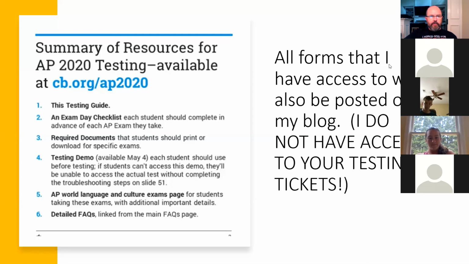available for testing. So this testing guide is available. You're going to get an exam day checklist, which was also emailed out to you. I will try to get that posted on my blog for you. Required documents, any specific information that you need for the exam, which includes the AP Physics 1 formula sheet. You need to have that. It's the same one that you have in your notebook from my class. You can just use that one if you have it printed out still.